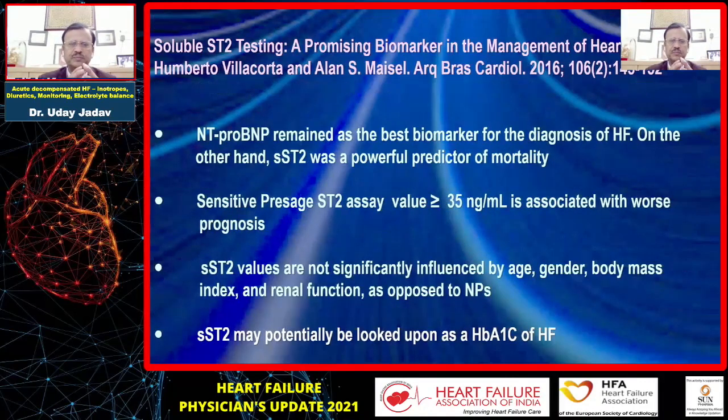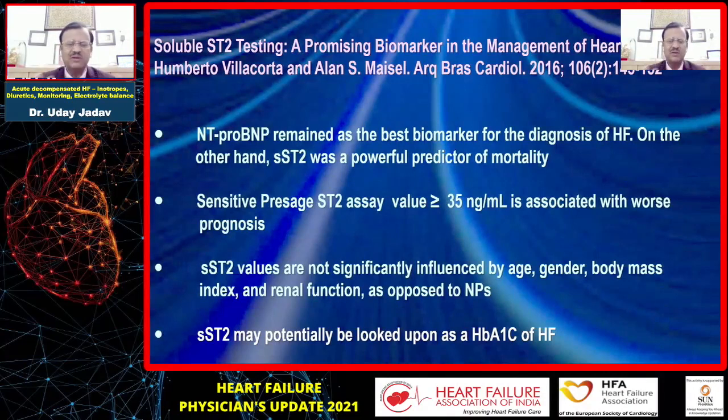ST2, a value of the sensitive Presage ST2 above 35 nanograms, not only reflects a bad prognosis, it helps you identify mortality. In fact, you can almost look at it as the HbA1c of heart failure, exactly like we look at the glycemia of a patient who comes with acute heart failure.